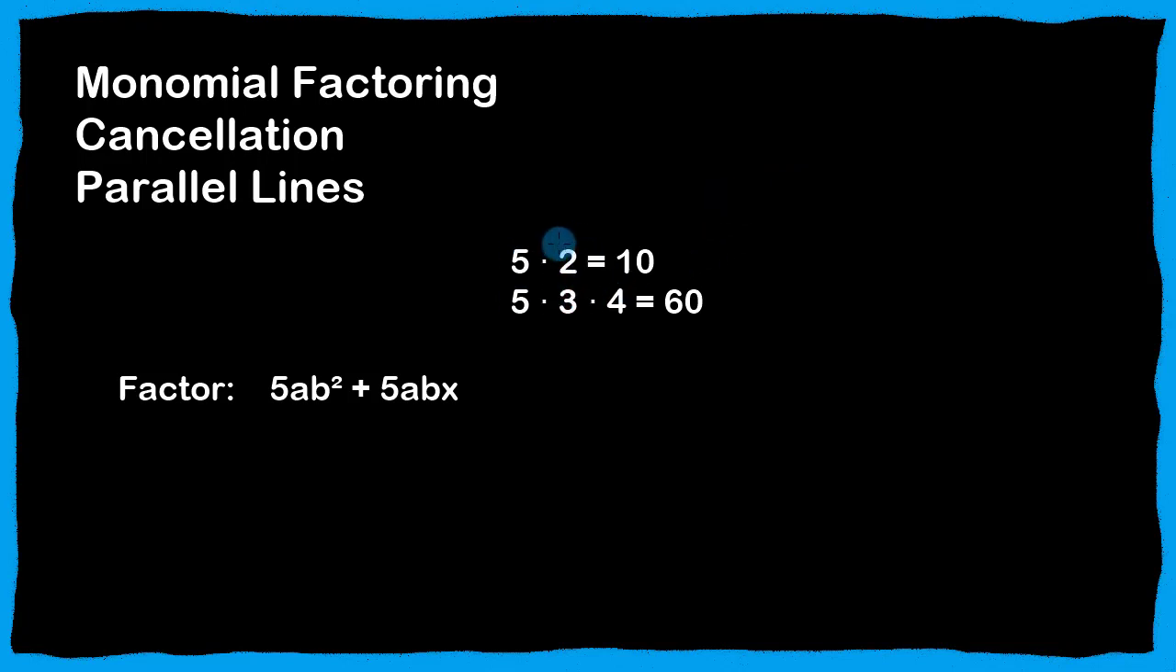5 times 2, those are both factors of 10. 5 times 2 is 10. 5 times 3 times 4 is 60. So these are all three factors that give us a product of 60.